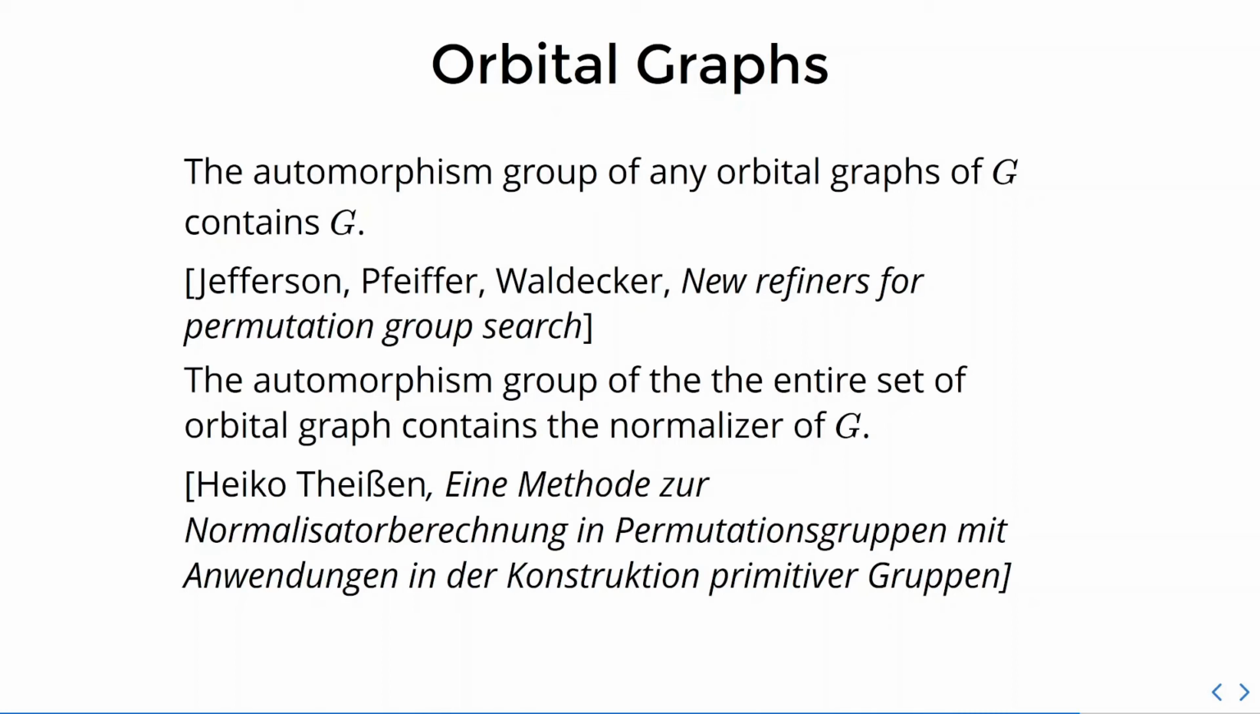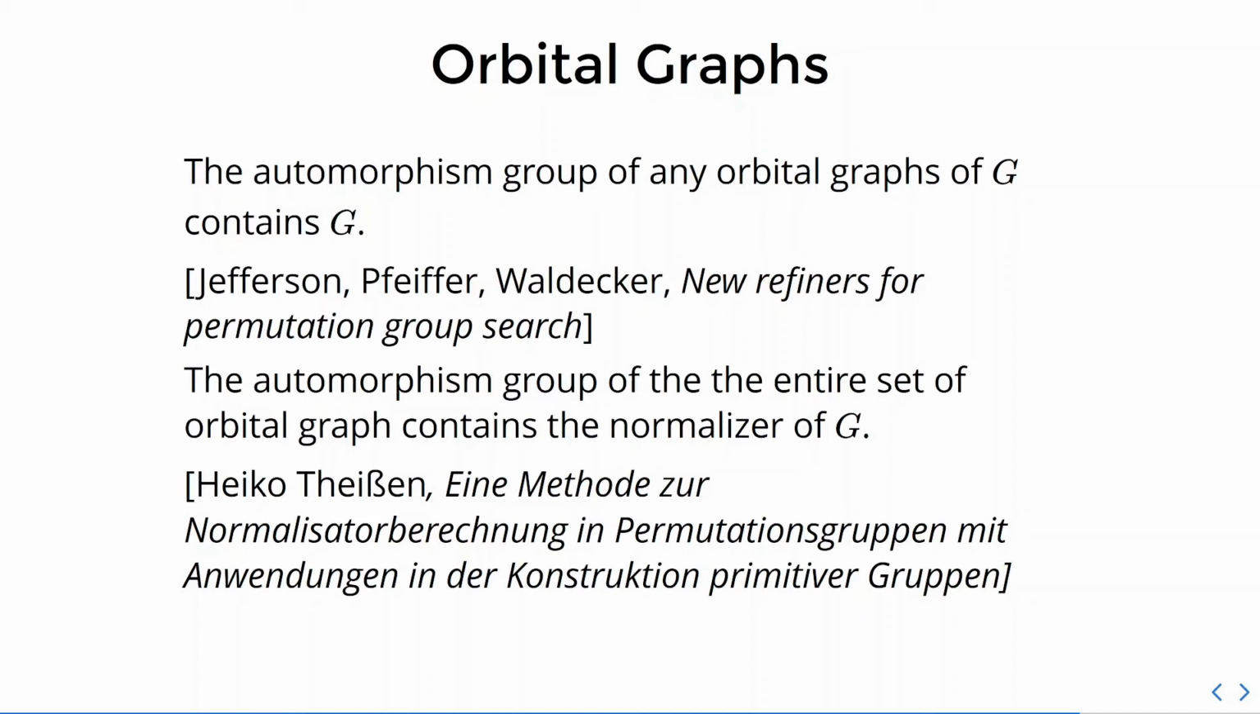And I wrote a paper with Marcus Pfeiffer and Rebecca Waldecker where we use this information. So I mentioned his name earlier. There was a previous person called Heiko Theißen who had looked at a similar technique for finding the normalizers, the symmetry group of groups. In a similar way, but we looked at it just for things like group intersection.